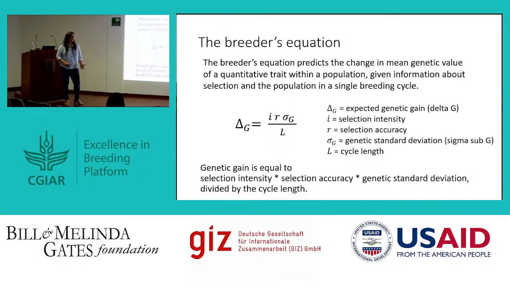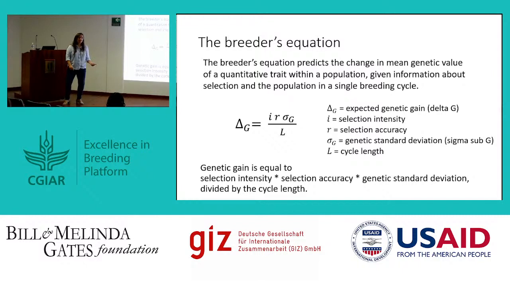And for it to do that, we need to give it information about selection and the population in a single breeding cycle. So the equation is that your expected genetic gain, which is sometimes pronounced delta G, you might also see it called R, is equal to your selection intensity times your selection accuracy times the genetic standard deviation in your population, and all that over the cycle length.